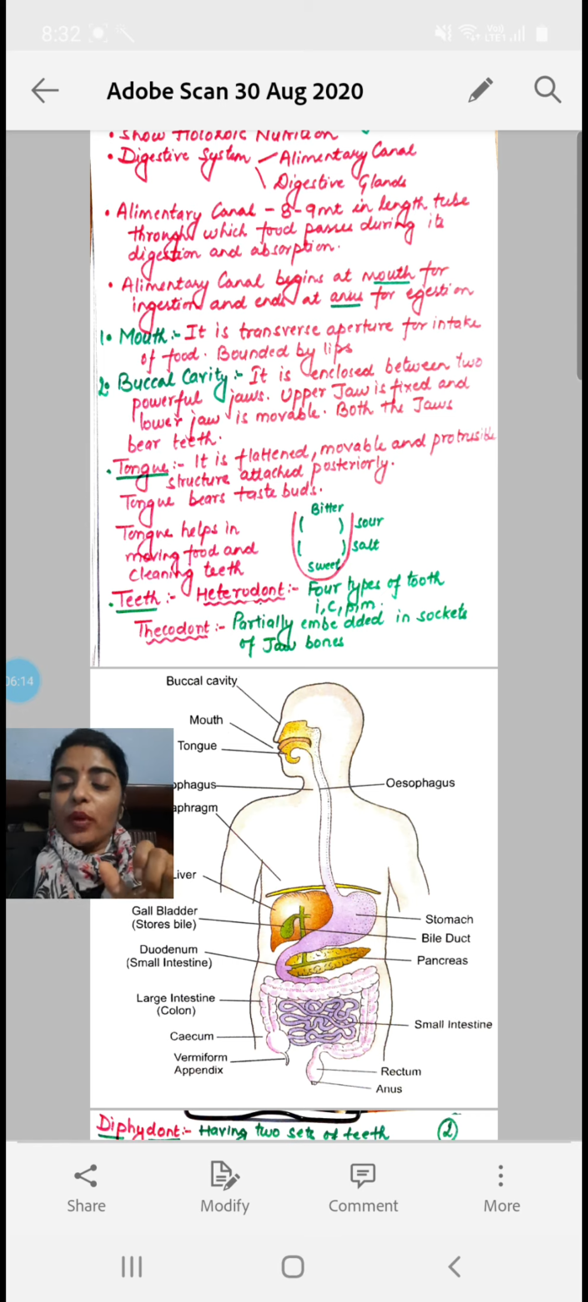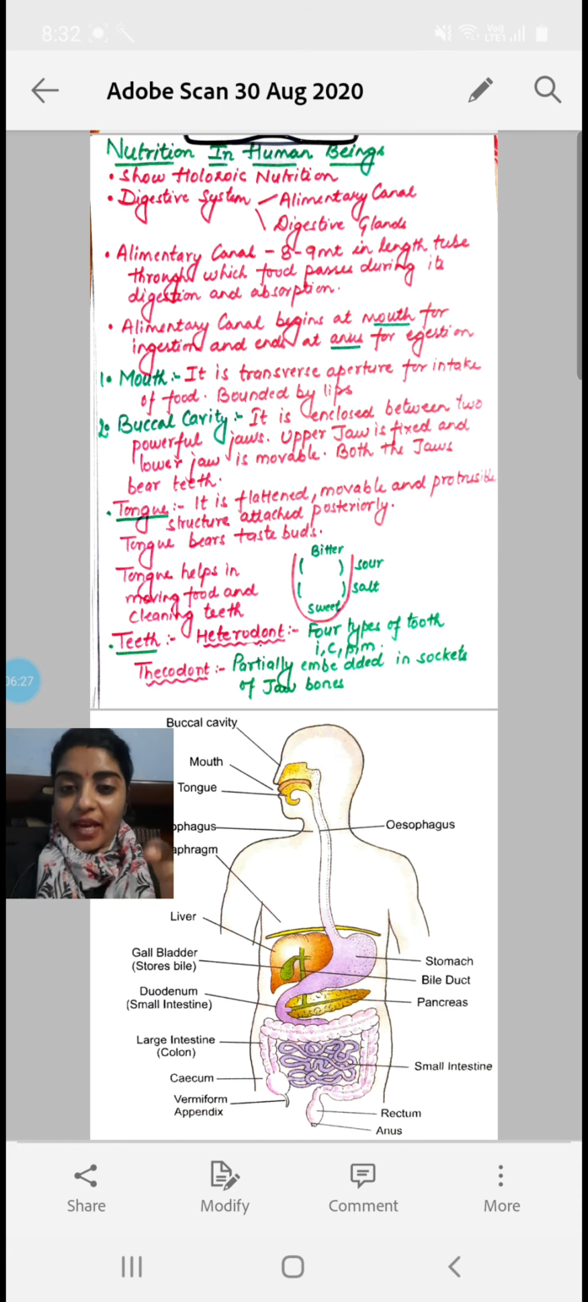Now why have I used the word associated digestive glands over here? In the digestive system, the main part is the alimentary canal. All the glands which participate and are helpful in digestion are associated with the alimentary canal. So that's why we can say that these are the associated digestive glands, okay.